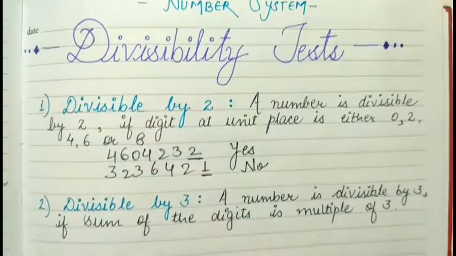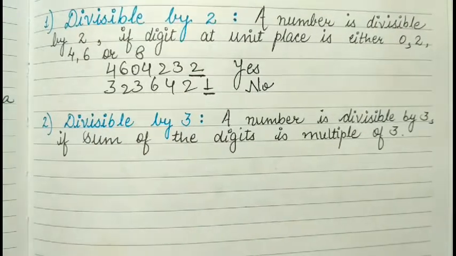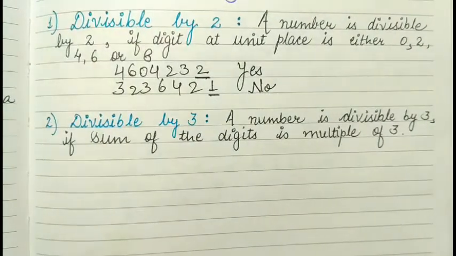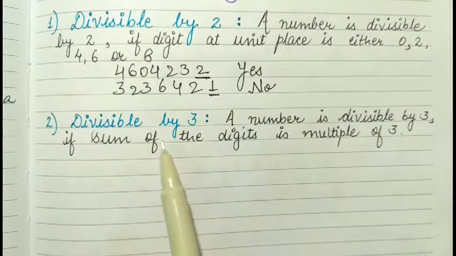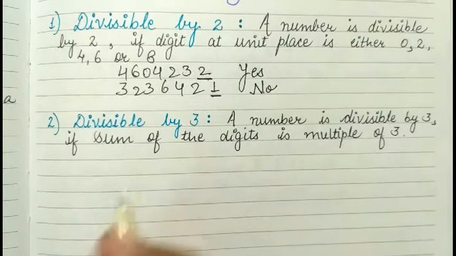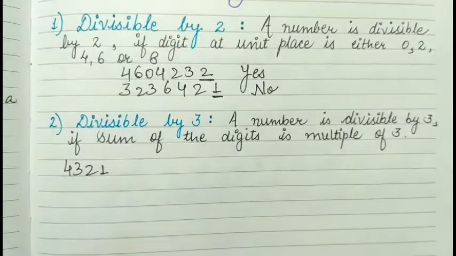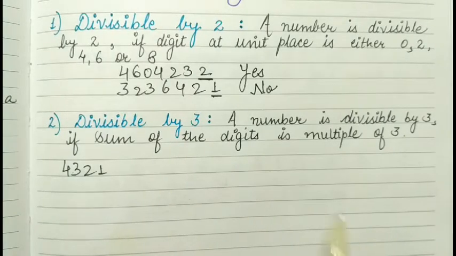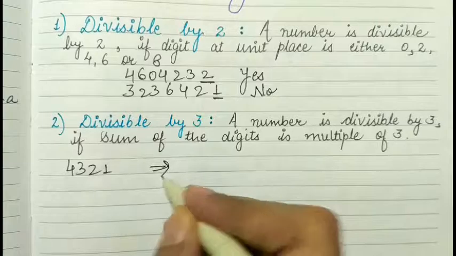Next rule is for divisibility of 3. How to check whether a number is divisible by 3 or not. The simple rule is a number is divisible by 3 if the sum of the digits is a multiple of 3. For example, we are given the number 4321. Now we have to check the sum of the digits. So first add all the digits.